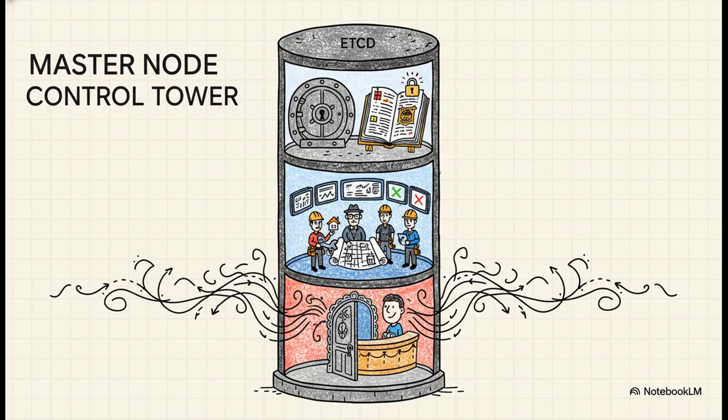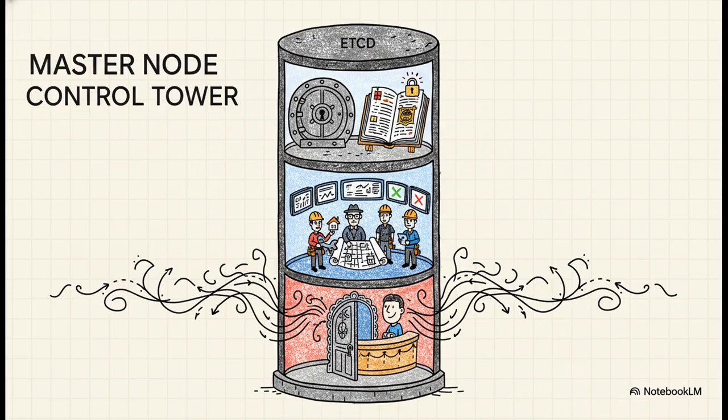So let's peek inside that control tower, inside the master node. There are a few key players in there. The API server is basically the front door, or the main switchboard. It's how you talk to the city. Then there's the scheduler. Think of this as the city planner who looks at a new business, a new application, and decides which district or which worker node it should be built in. The controller manager is like the city's maintenance crew.